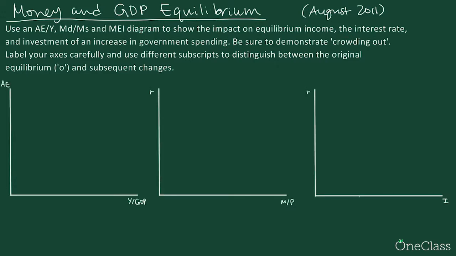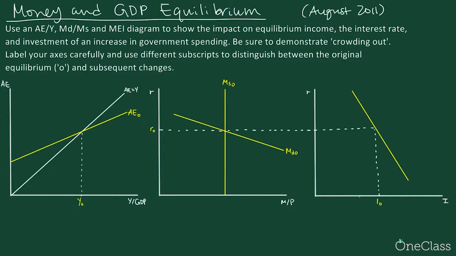So here I've drawn just the axes for the three diagrams. Make sure that you label all of your axes carefully, as you will lose marks if you forget to do so. So here I've just drawn the initial equilibriums for all three of the graphs.